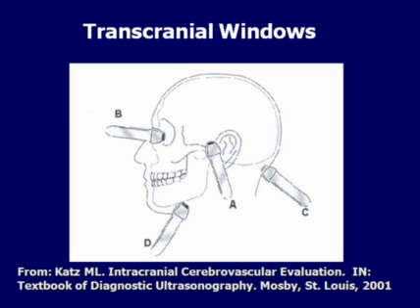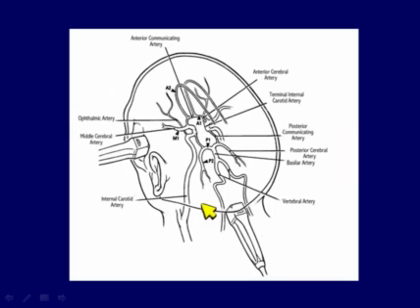Now, as I mentioned before, there are several windows through the skull that allow us to see in and insonate these vessels. This diagram is borrowed from a book chapter by Myra Katz, who's pretty experienced in transcranial Doppler, and there are really four main windows. The transtemporal window is illustrated by letter A, the transorbital through the eye, through the foramen magnum as shown in C, and the submandibular approach. Depending on what view we're looking at, you'll see the different vessels.